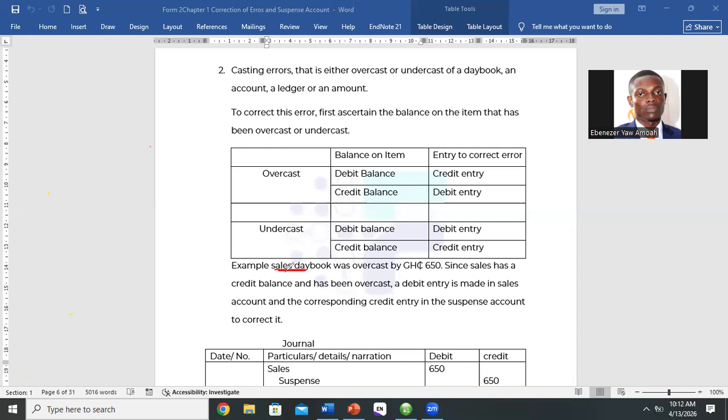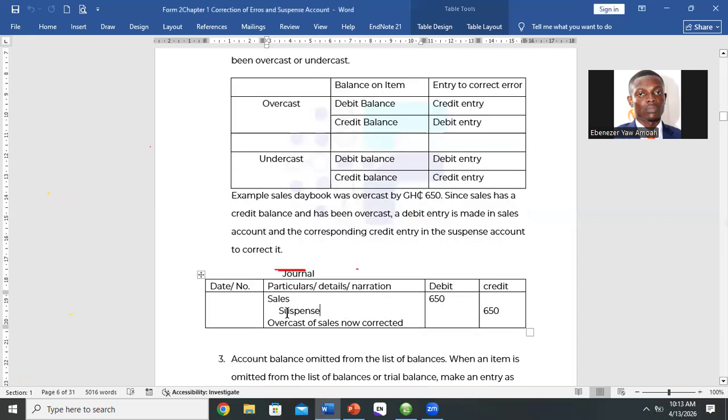Now, what balance does sales have? Sales has a credit balance. So if a credit balance has been overcast, if we want to correct it, what do we do? We go the opposite. So we'll debit sales and the corresponding credit entry will go to a suspense account. And that's what is shown in the journal I have below here. So let me go down to it. So what do we do? We debit sales 650 and then we credit suspense 650.